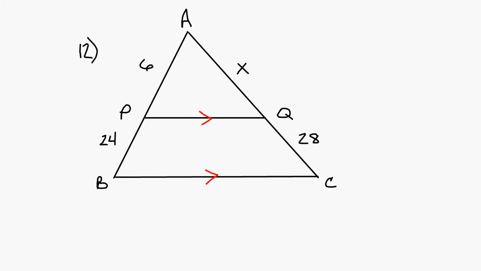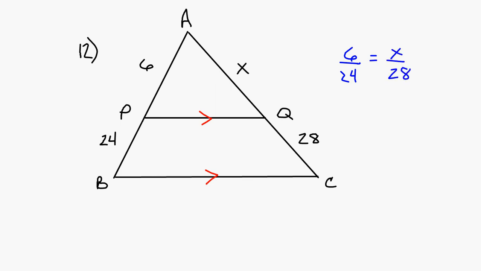So yesterday, we talked about a segment that intersects the sides of a triangle. If it's parallel to the third side of the triangle, then it splits the other two sides proportionally. So you can set up a proportion here to solve for x. You can say that 6 over 24 is equal to x over 28.